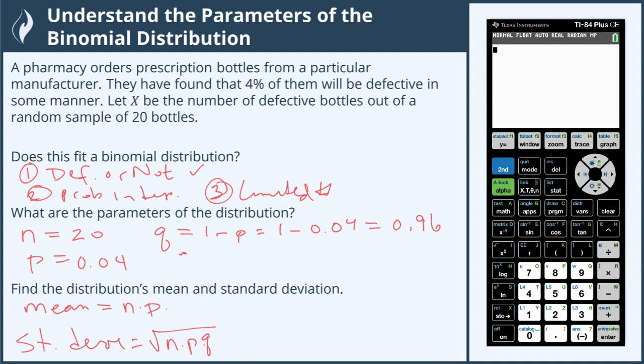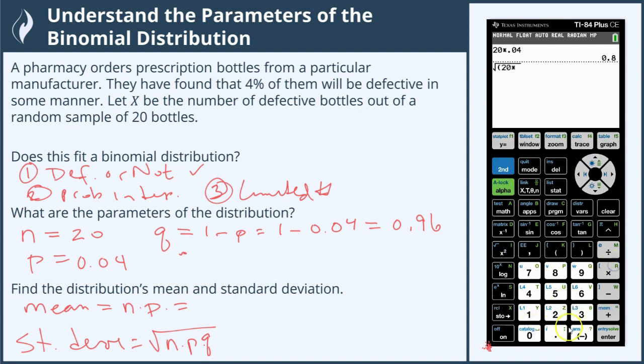Okay, so let's do that on the calculator. So we start with a clear screen. It's nice when it's clear. And we just do 20 times p, which is 0.04. And that gives us 0.8. So out of 20, we'll have about 1 on average.